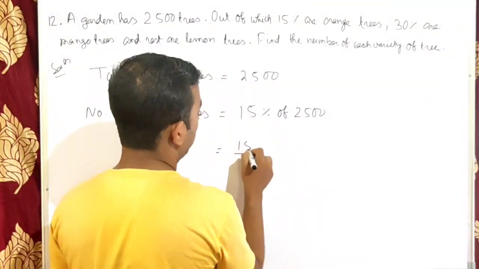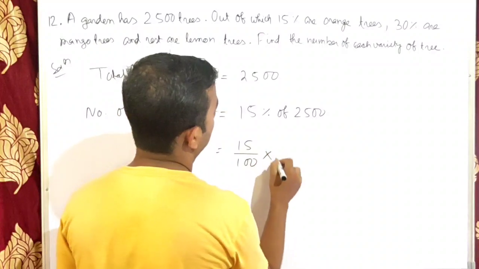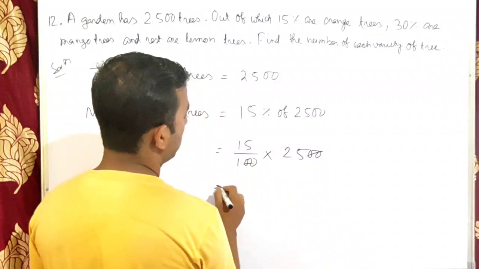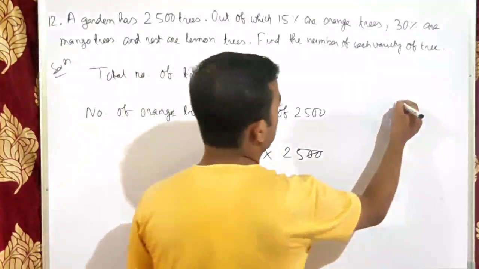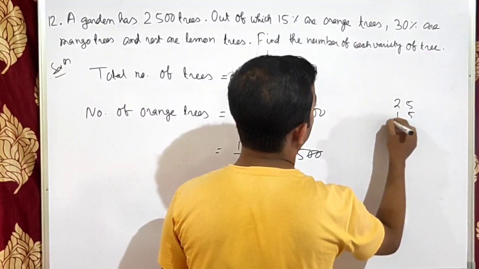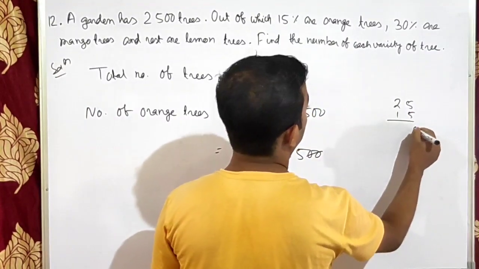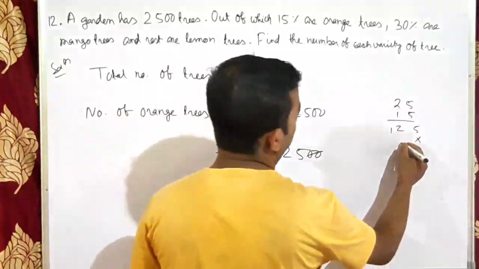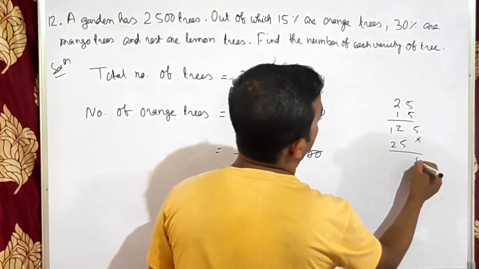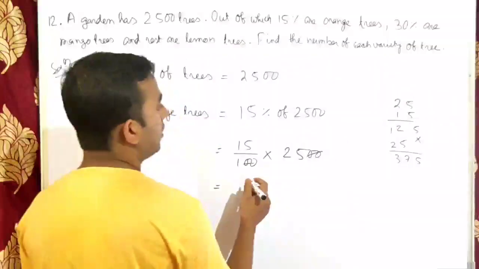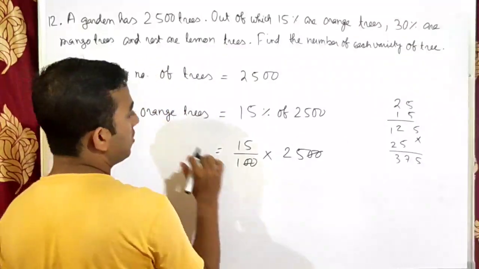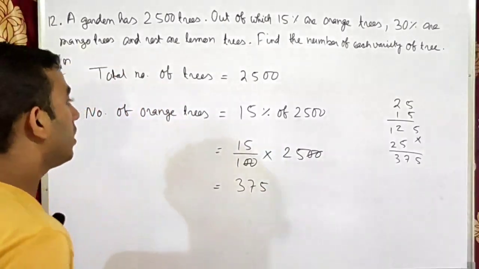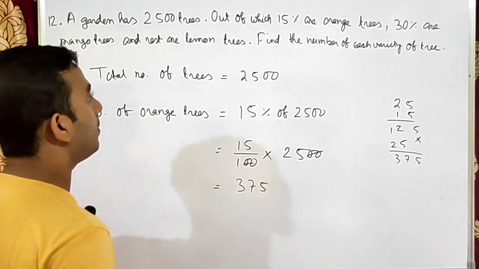Now 15% means what? 15 divided by 100 into 2500. So the double zeros get cancelled. So it is 15 into 25, isn't it? So 25 into 15 is how much? 5 into 5 is 25, 5 into 10 is 50, 2 is 10, 12, then 5, 2. So 5, 7, 3. So how many orange trees are there? There are 375 orange trees. Okay, number of orange trees is 375.